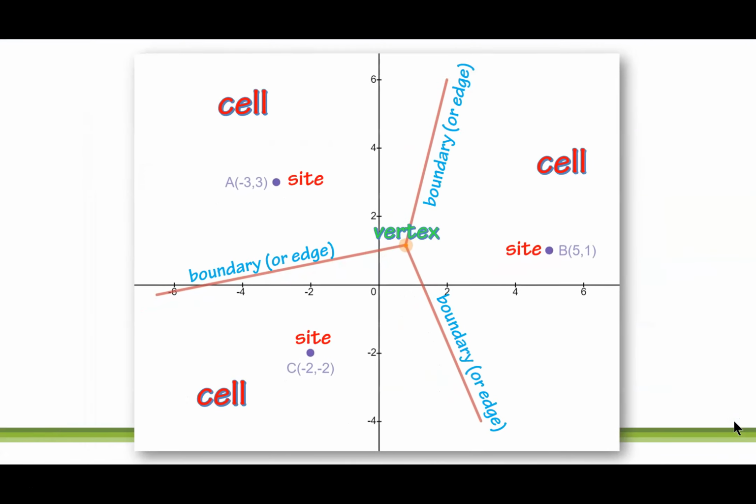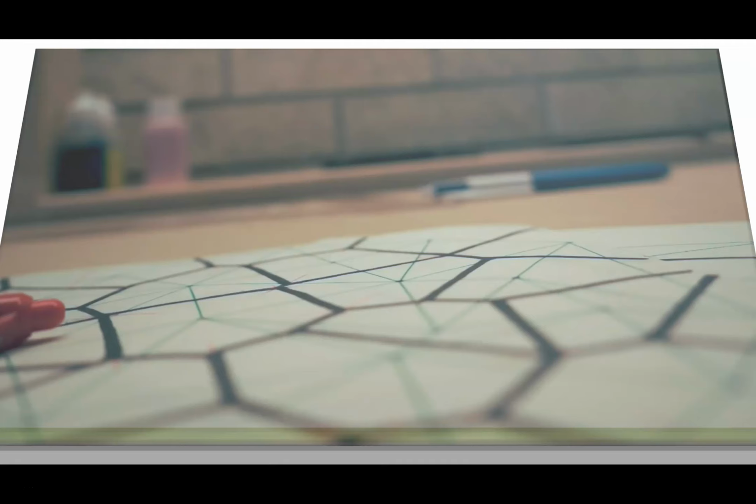Let's continue here. Now, I'm going to be using some bits of vocabulary, so I want to make sure we're reminded. This is a screen capture from our previous video. We have various sites, those are the coordinates A, B, and C in this case. The perpendicular bisectors will eventually become boundaries or edges, and they demarcate some regions, which we call cells, and where they all meet is called the vertex. Okay, so we got those vocabulary points down.